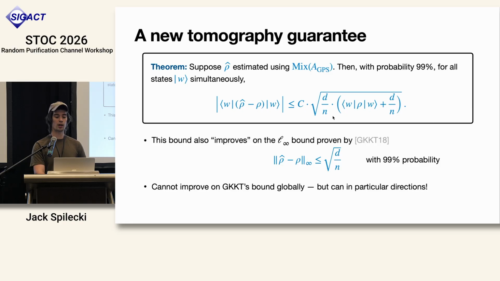So for example, you would obtain this infinity norm bound from our bound by maybe taking the supremum over all w. You can upper bound this term here by 1. In which case our bound reduces to their bound. Okay, but for most directions, rho is not going to have overlap with w, and so we get something stronger for certain directions.